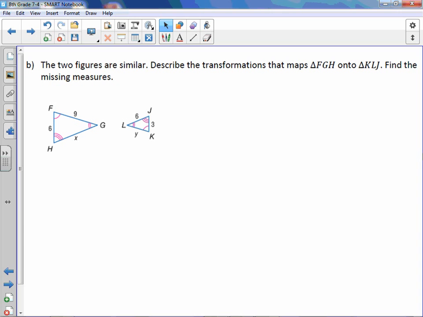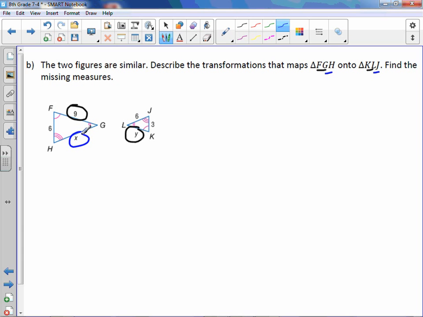The two figures are similar. Describe the transformations that map triangle FGH onto triangle KLJ. Find the missing measures. So as we can see, our angles are congruent here. And that means because they're similar, our sides are in proportion. Our proportions will be FG and KL. So FG and KL are corresponding. GH and LJ, and HF and JK.